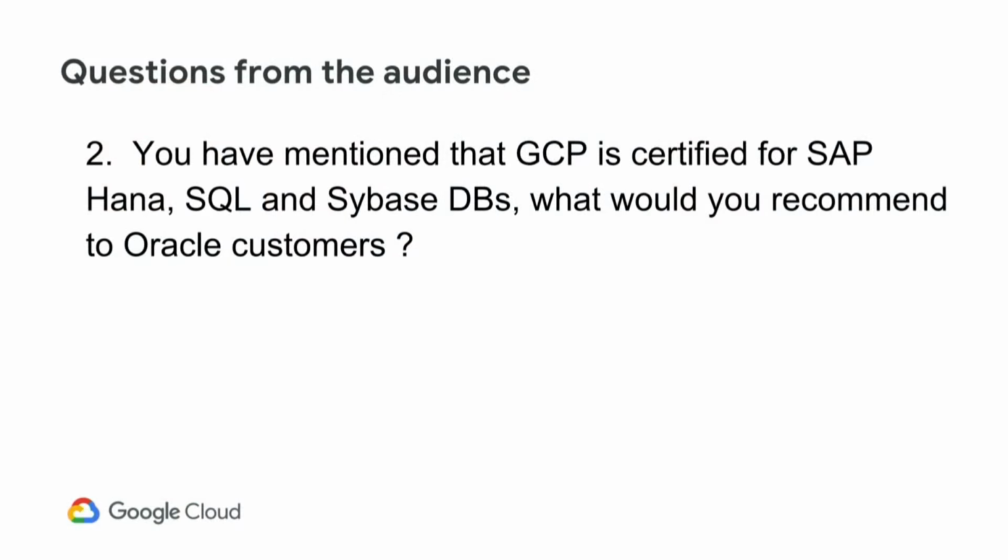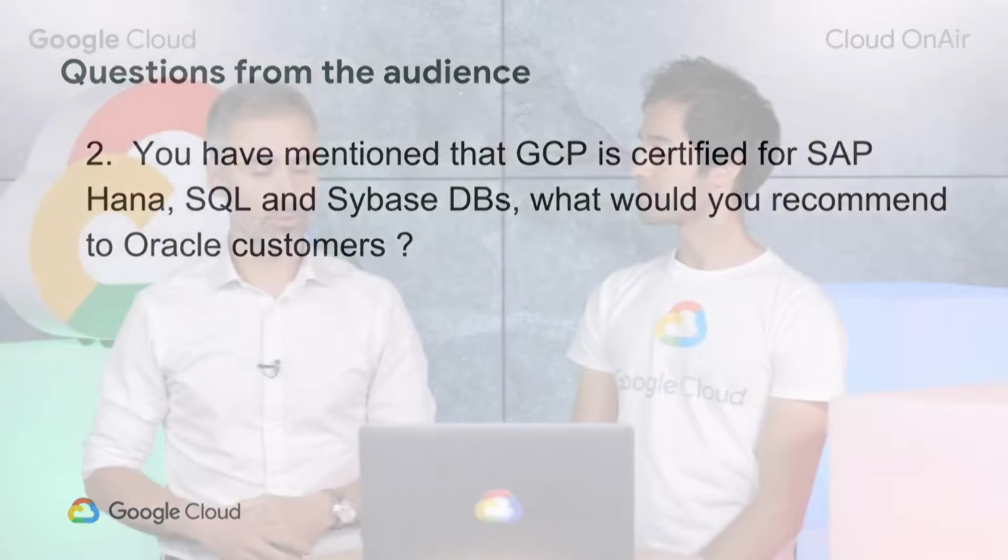Okay, great. We have another question in. You mentioned GCP is certified for SAP HANA, SQL, and the Sybase DBs. What would you recommend to Oracle customers? Yeah, you may or may not know this, but Oracle is not supported today in Google Cloud virtualized infrastructure. So the reality is that many of our customers come to us because they also want to take that opportunity to modernize their estate and, following SAP guidelines, migrate to SAP HANA. We all know that by 2025, SAP will require all SAP customers to be on HANA. This is a major driver for many of the customers who also look at Google Cloud. So I would say that moving to HANA is an obvious choice.